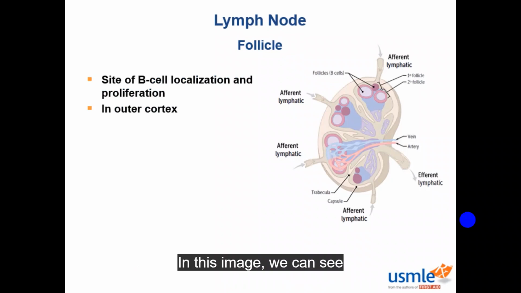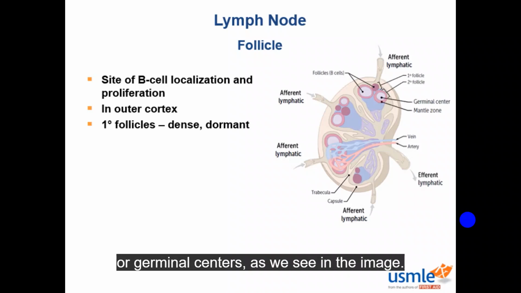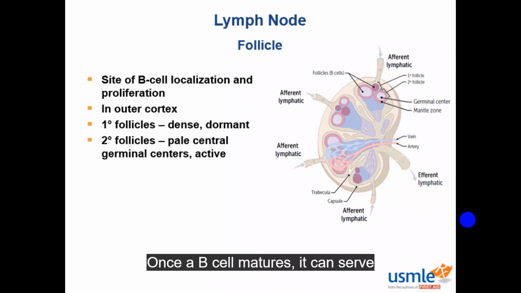In this image, we can see that the follicles are initially solid purple, and they're called primary follicles, which are dense and dormant. If the B cells encounter pathogens and are activated, the follicles develop a light-colored center, or germinal centers, as we see in the image, and they are known as secondary follicles. Once a B cell matures, it can serve as a plasma cell and secrete antibodies into the bloodstream to defend against pathogens.